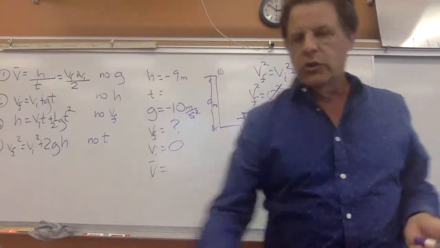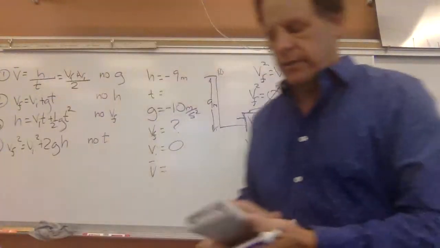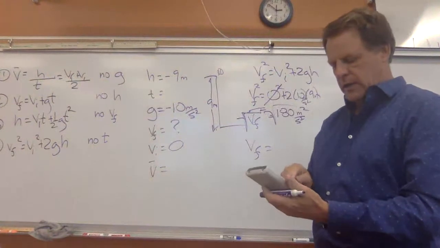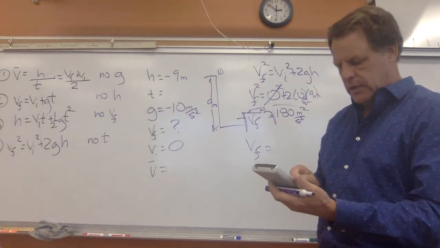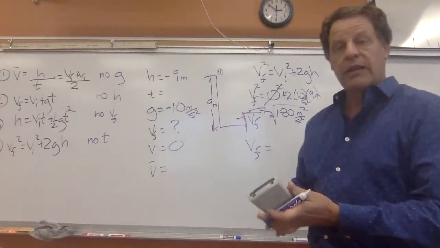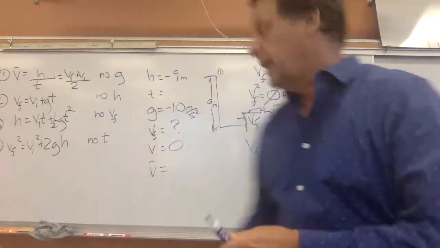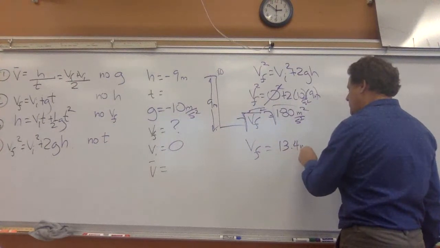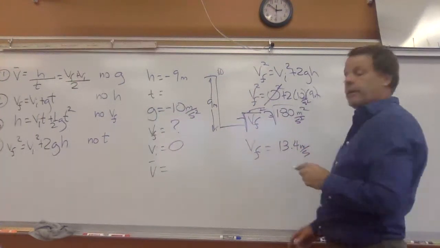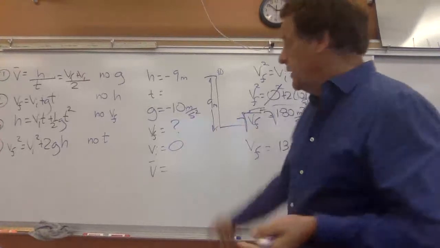And now we're going to look at the math here, okay? We're going to take the square root of 180, and that's going to give us 13.4, okay? So our answer is 13.4 meters per second.